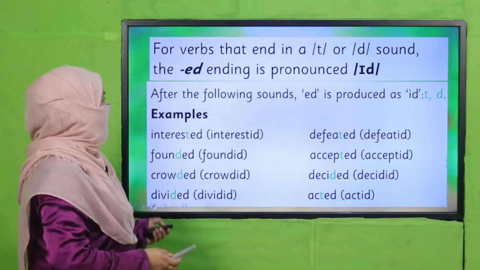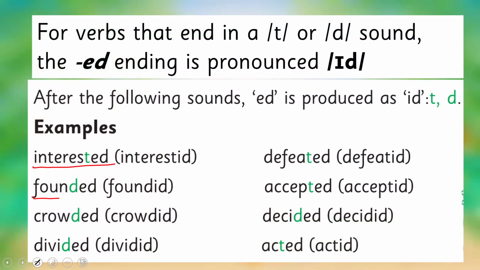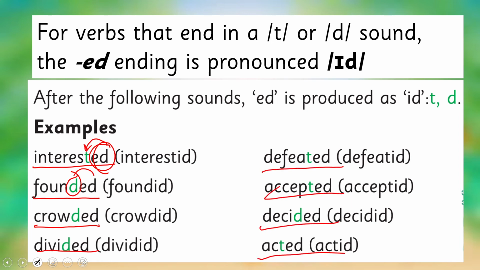All right? So let's practice it from your book. Entrusted, founded, crowded. Now you see, for every final ed before this, either it's t or d. Do you understand? Divided, defeated, accepted, decided, acted. Right? Pause the video, practice this sound and then come back.